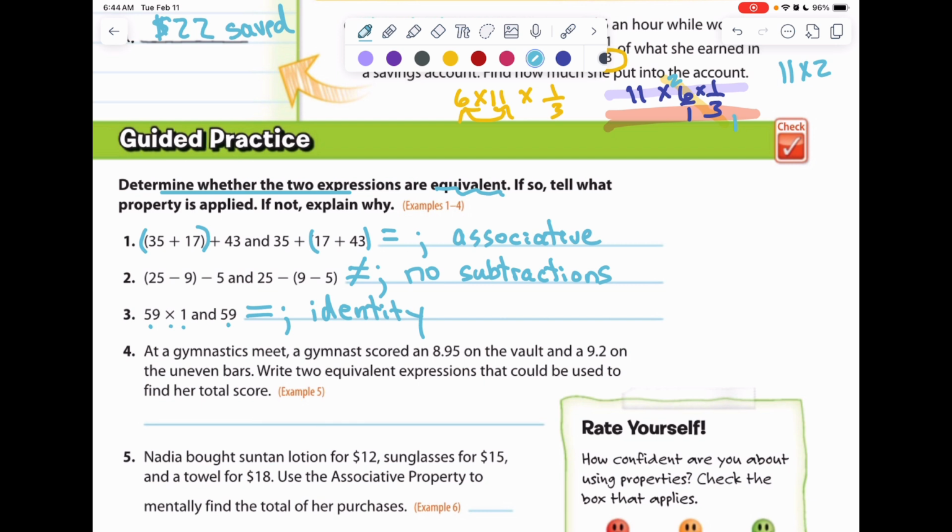At a gymnastics meet, a gymnast scored 8 and 95 hundredths on vault and 9 and 2/10ths on the uneven bars. Write two equivalent expressions that could be used to find her total score. Oh, it doesn't ask us to solve. Woo, happy day. So we have 8 and 95 hundredths. We need total score. That means we're adding plus 9 and 2/10ths. And that would be equal to, let's use commutative, right? 9 and 2/10ths plus 8 and 95 hundredths.